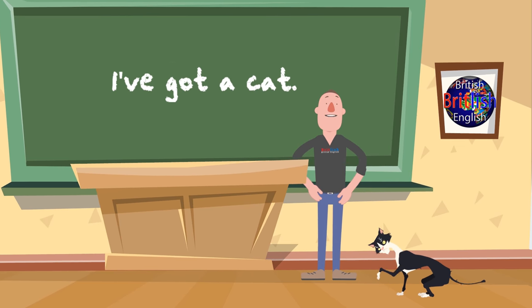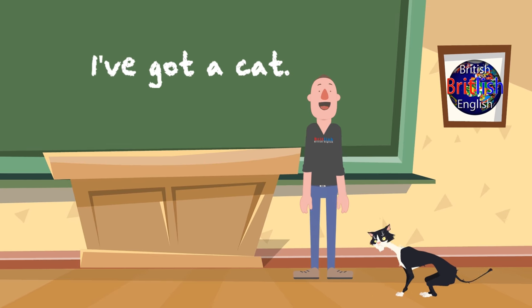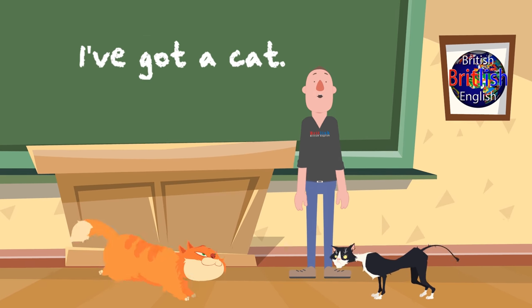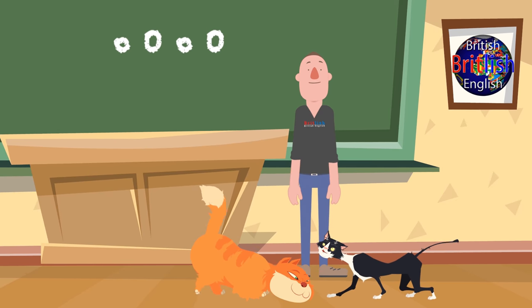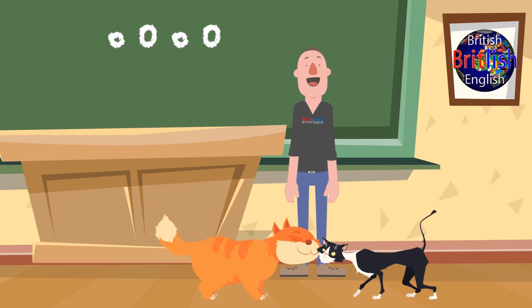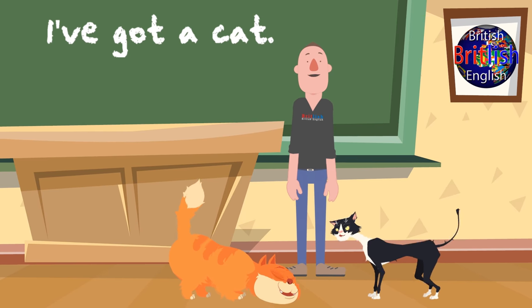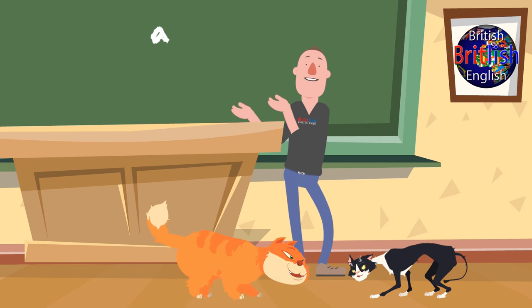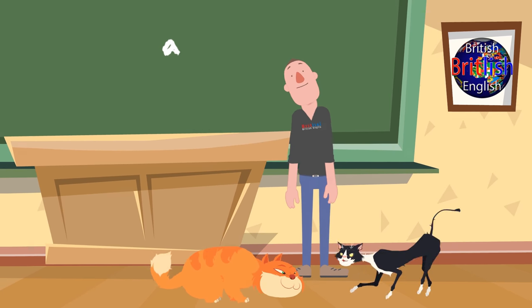Because English is a stress-timed language, it's pronounced as I've got a cat. I've got a cat. Bum, bum, bum, bum. The A being pronounced as a. Take a minute to listen to how A is pronounced and you'll see what I mean.